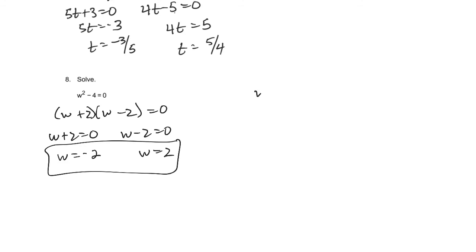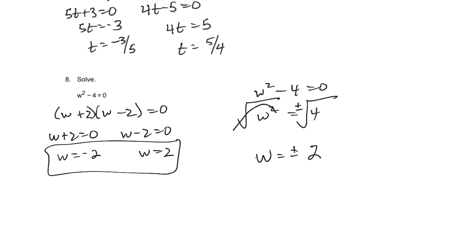I could have done it this way too, though. I could have added 4 to both sides, and then I could use the square root principle. And when you use the square root principle, the square and the square root cancel, but you have to remember that this side has to get a plus or minus on it. And then the square root of 4 is 2. Notice my answer's both the same.